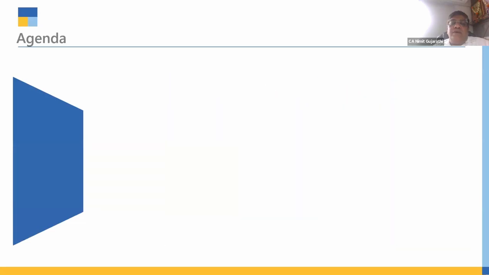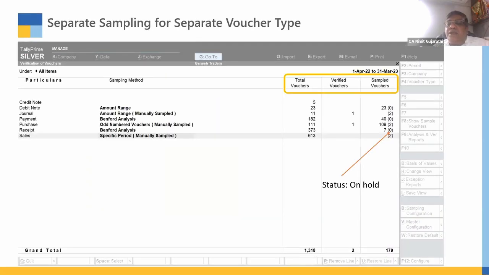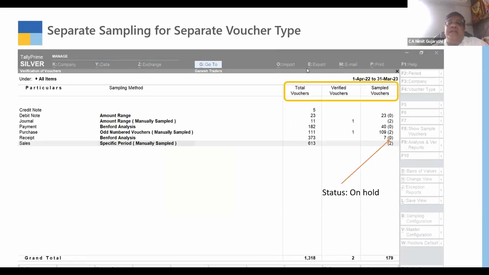Once you have sampled the vouchers, you can verify the vouchers and you can write different statuses. I will show you how to write the status. If you see here, I have selected a voucher and I say verify, accept.